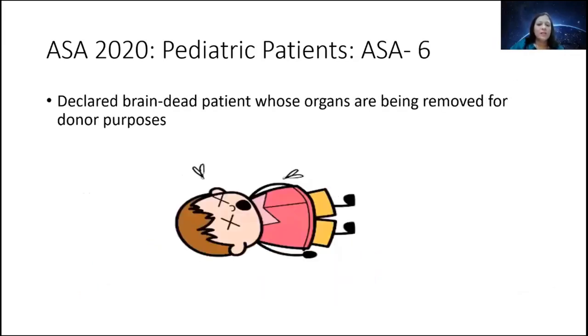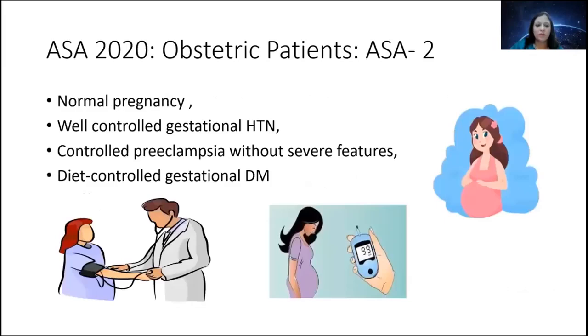Pediatric patients in ASA grade 6 are the declared brain dead patients whose organs are being removed for organ donation. Coming on to obstetric patients. A normal pregnancy, though it is physiological, has been included in ASA grade 2 because they are not considered as normal as a non-pregnant patient. Controlled gestational hypertension or a patient who has preeclampsia but with no severe features can be taken under category 2. Well-controlled, diet-controlled diabetes is also ASA grade 2.